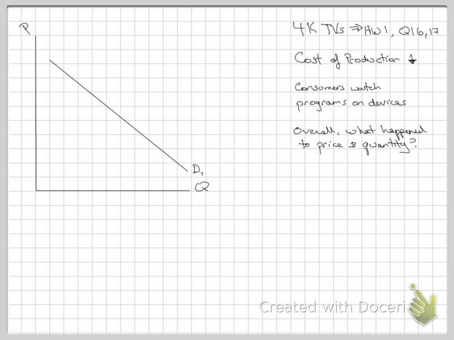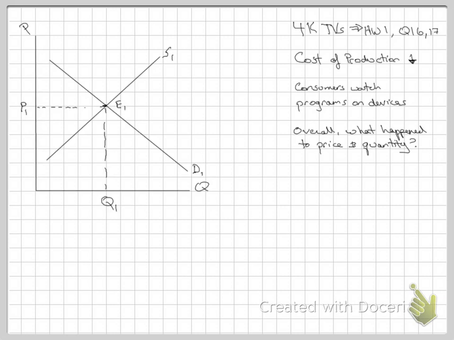So we've got demand 1, right? We've got supply 1 right here, and now our equilibrium point, we can go ahead and just denote price 1 and Q1, okay? So we've got E1 right here. So this is our starting point.